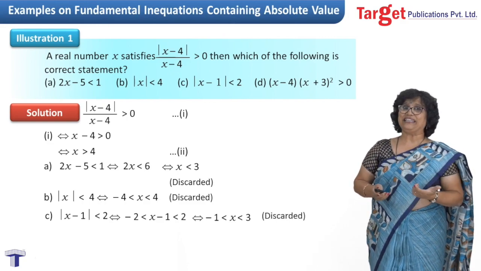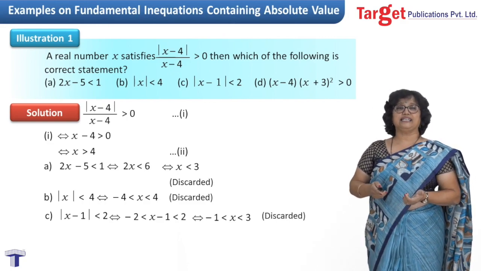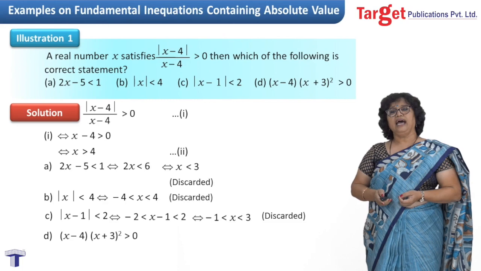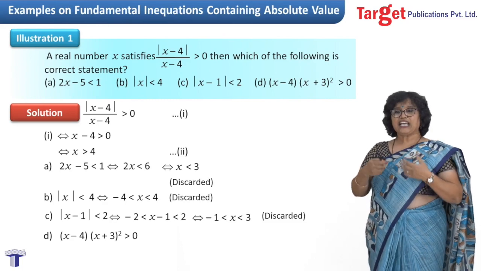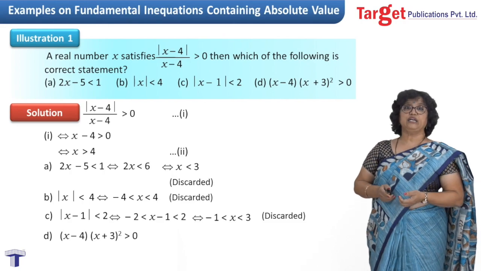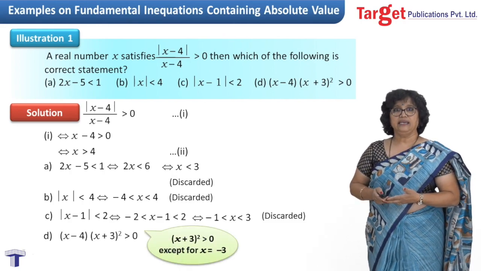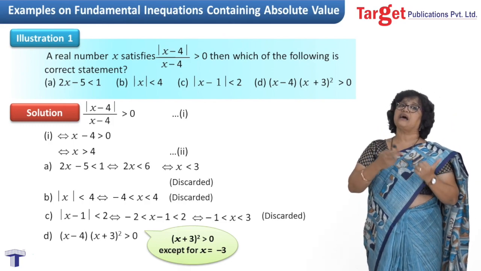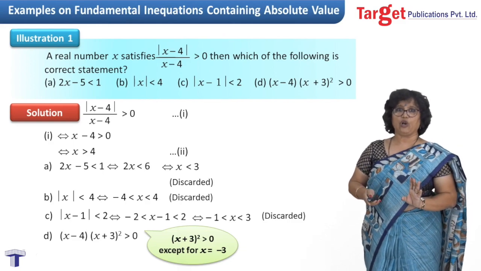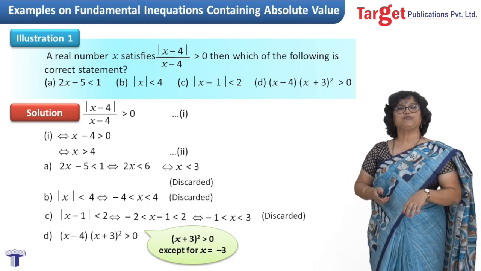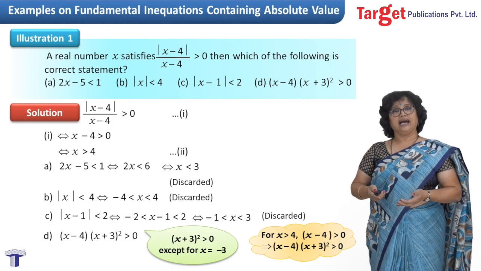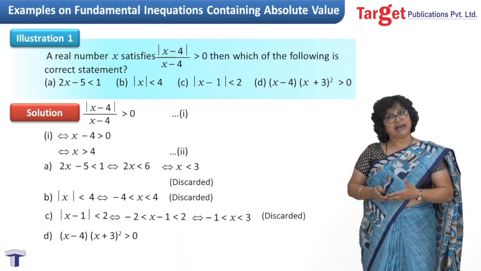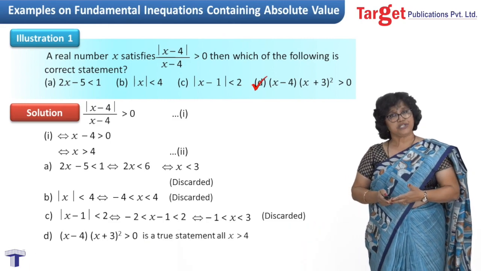So the only option left with us is the fourth one. But let us not jump to the fourth without calculating. Just spare a few more seconds and try to justify it. x plus 3 whole square is always positive except at minus 3. And if I take the region x greater than 4, then minus 3 is outside, so x plus 3 whole square will always be positive. And the product x minus 4 into x plus 3 whole square will again be positive. So the last option D gets satisfied by all the values of x which are greater than 4. The correct option is D.